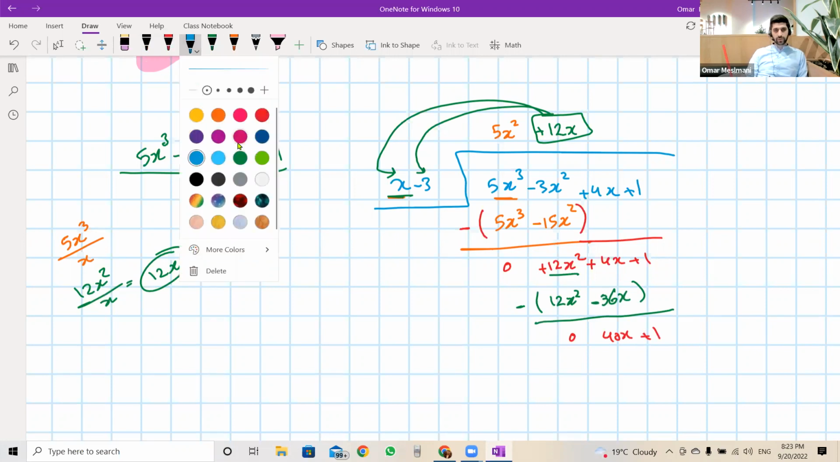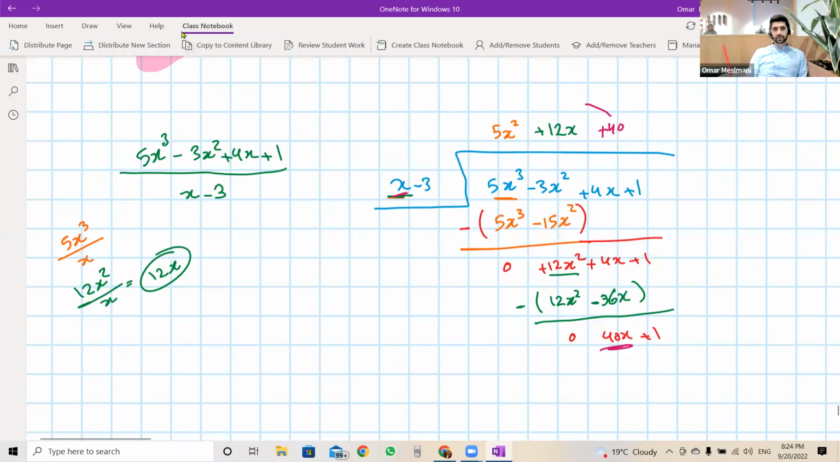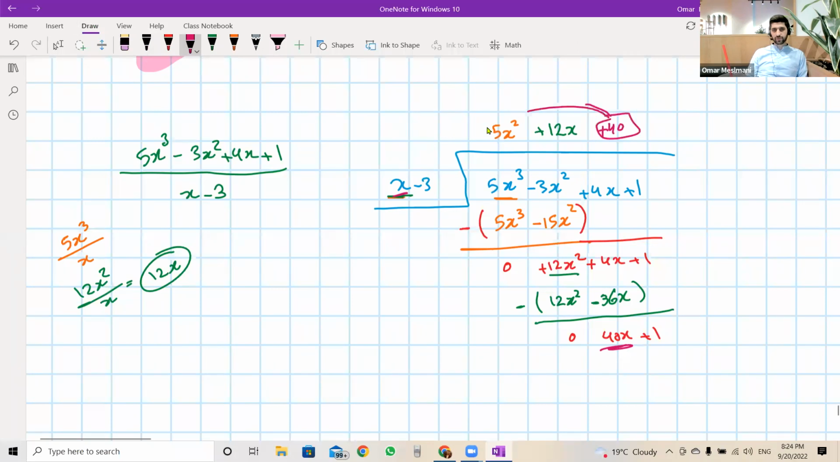And how will I do it a third time? It's going to be like this. I'll take 40x, the 40, divided by x. It is going to be 40 only. 40 times x. Okay, let's delete this so you're not going to be missed. I'll take this 40. I'm going to multiply this 40 by x and this 40 by negative 3. So it's going to be 40x. 40 times negative 3 is going to be minus 120.